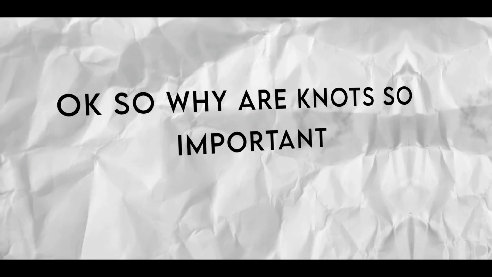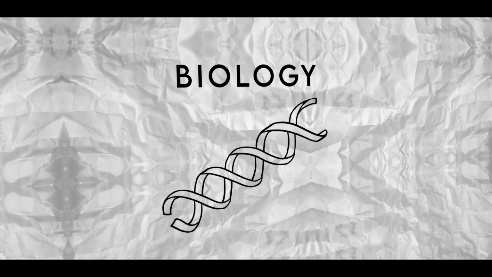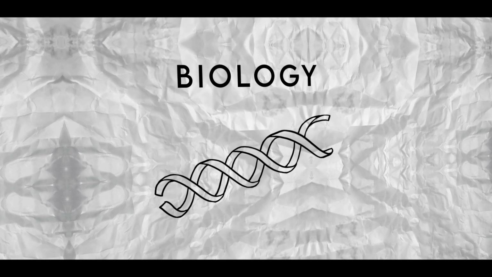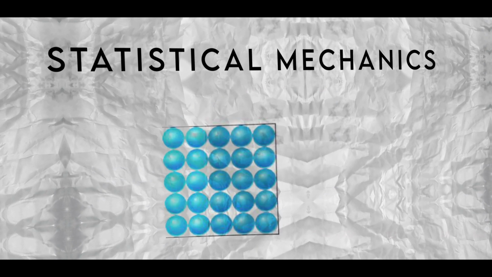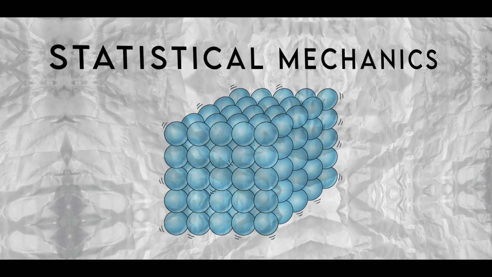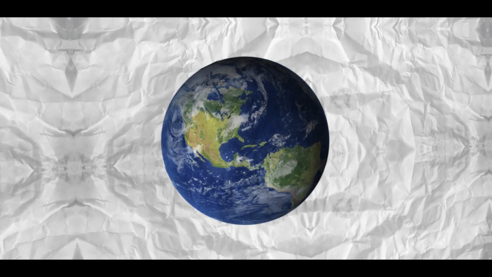Why are knots so important? Well, first of all, for biology, we know knots are the very shapes in how our DNA gets twisted and turned, helping us learn more about them. In statistical mechanics, entire 3D bodies can be represented in 2D space with the help of knots. Mathematical knots aren't just knots, they're literally what we're made of.